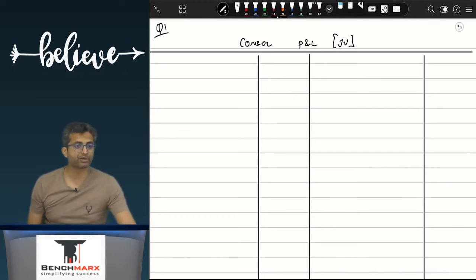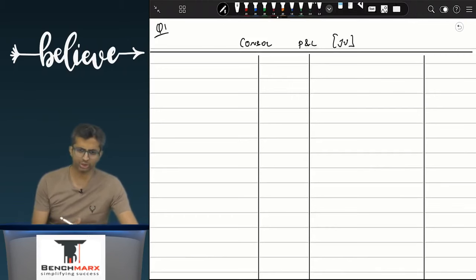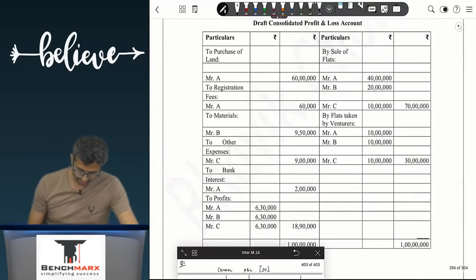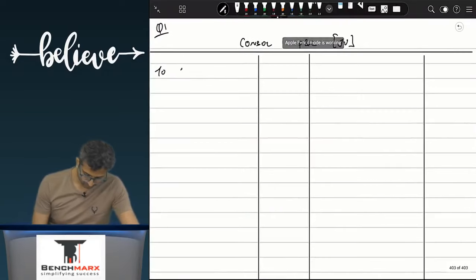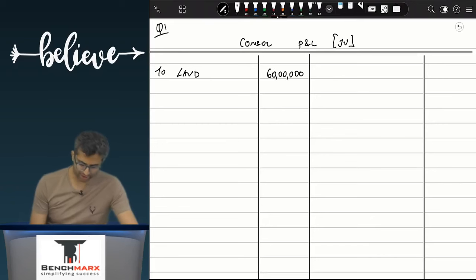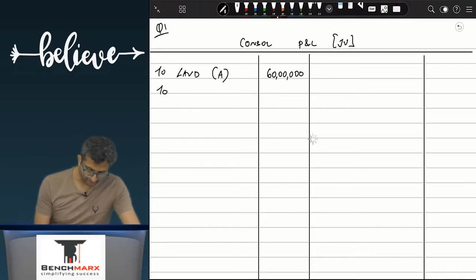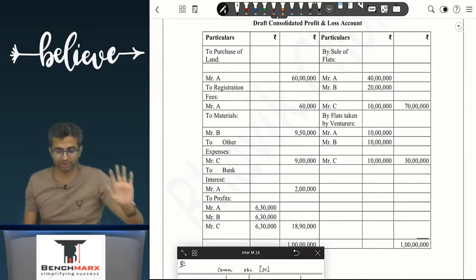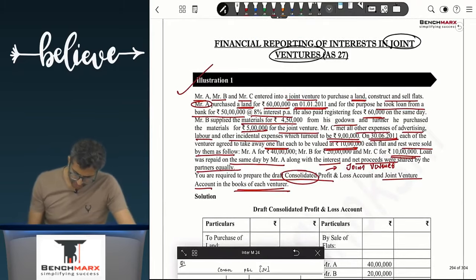What is the profit and loss over there? So all the costs you will put on the debit side. First is, let us say, the purchase of land. The payment is made for the purchase of land. What is the total amount? 6 lakhs. At the end of the day, land cost 6 lakhs. Who paid this? A. Apart from that, we have taken a loan, but the loan is taken and the loan is repaid. Loan per se is not a cost. Interest on the loan is a cost. So interest will come, loan per se will not come here. So 60 lakhs is done.